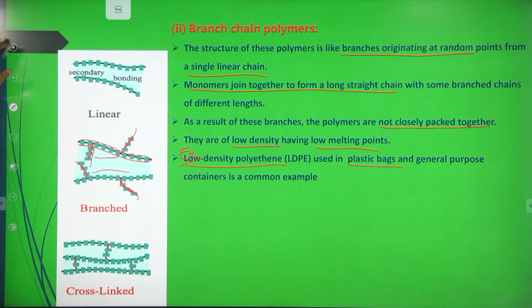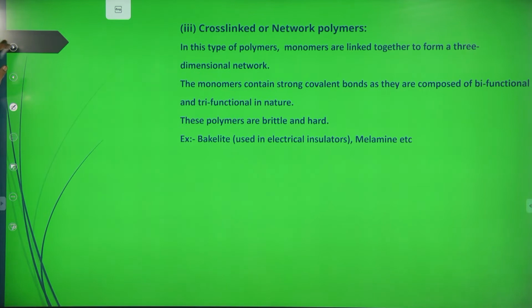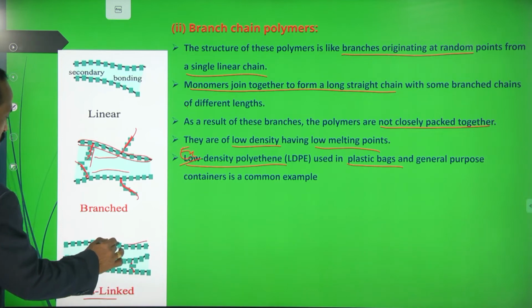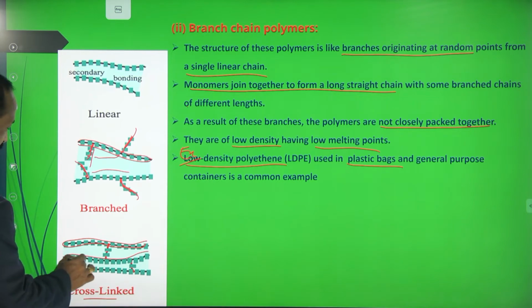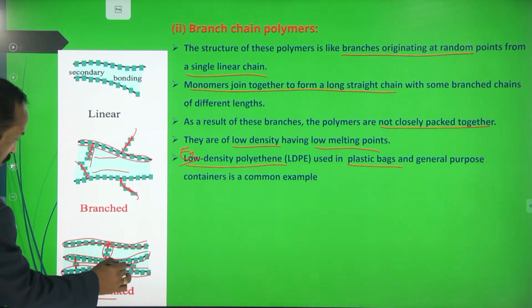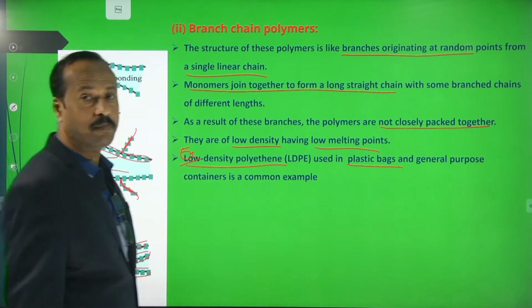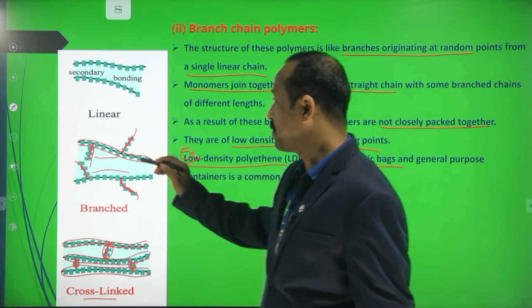Taken? Right. Now the last one, that is cross-linked. In the cross-linked polymer you see, this is one linear polymer, this is another linear polymer, this is another linear polymer. Now these linear polymers are joined with some branches. They are joined here, cross, like this. Like this, linear polymers are joining with each other with some branches or crosses.